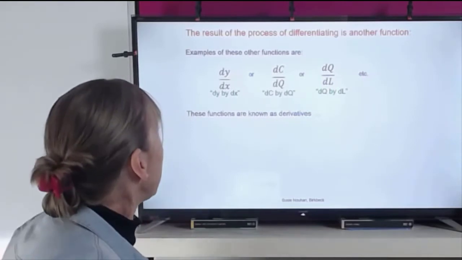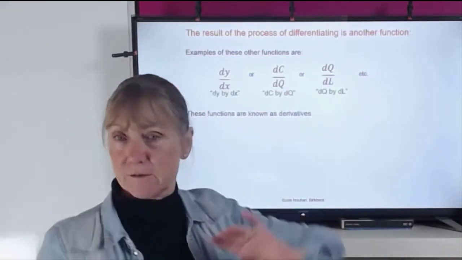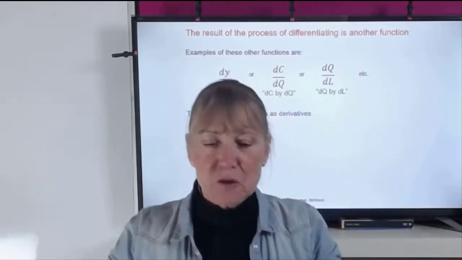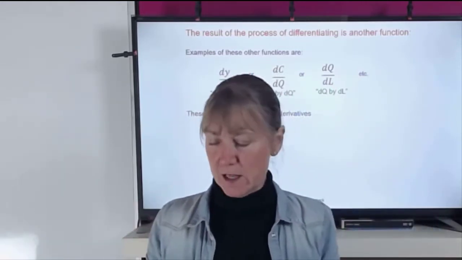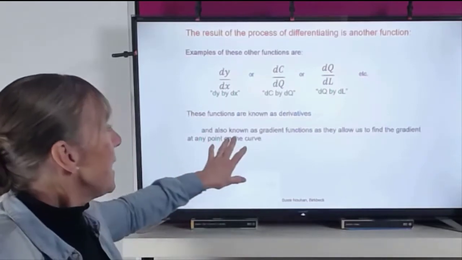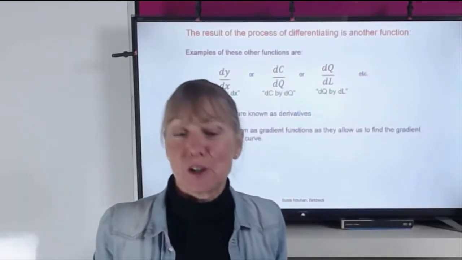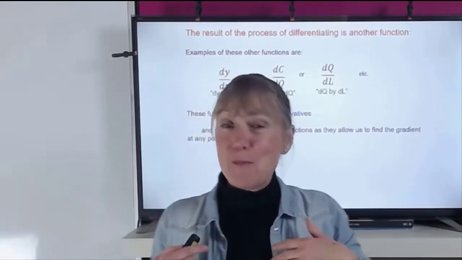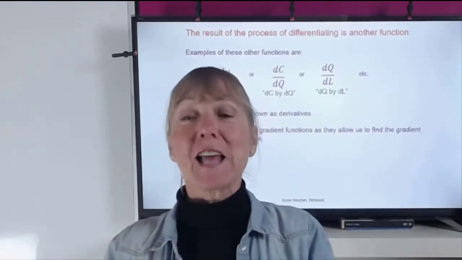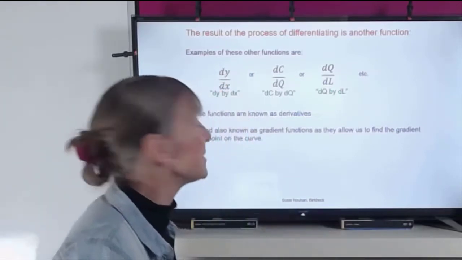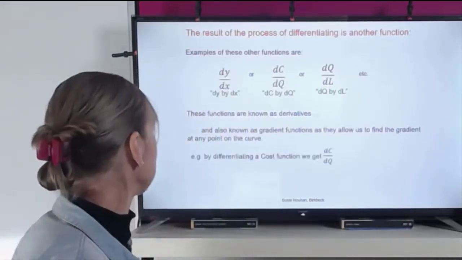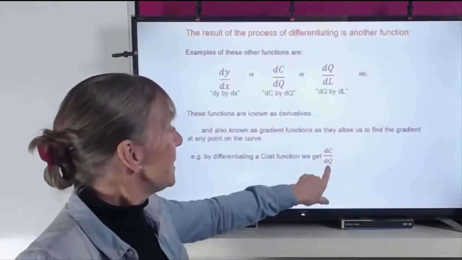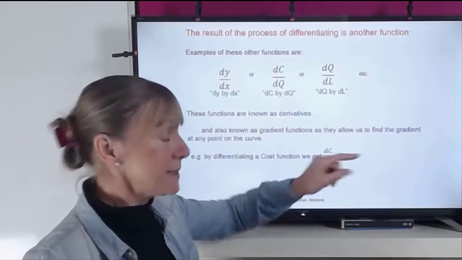And these functions are called derivatives. So when we differentiate a function, we have that underlying function, but we also have the derivative of that function. And they're also called the gradient function because they're magical functions. They're functions such that they will tell you the gradient at any point on the curve. It's so mind-bogglingly useful. So by differentiating the cost function, we get dc by dq. There's always two letters, c and q.